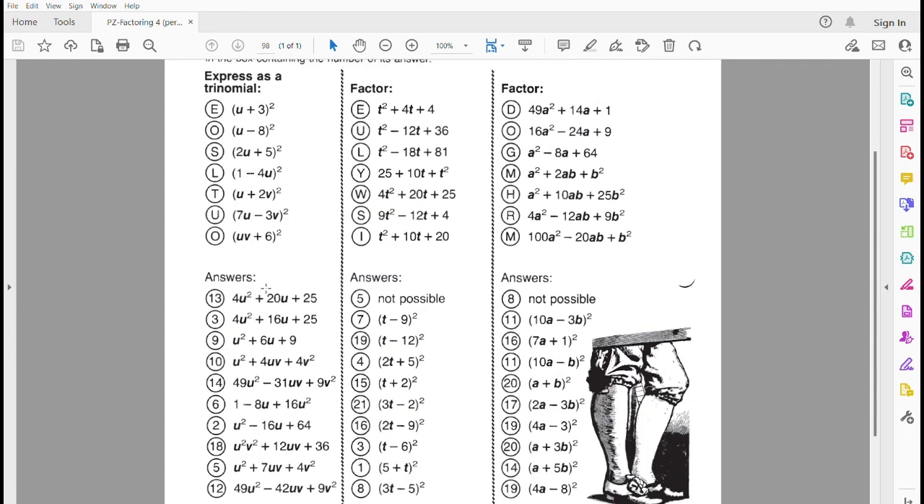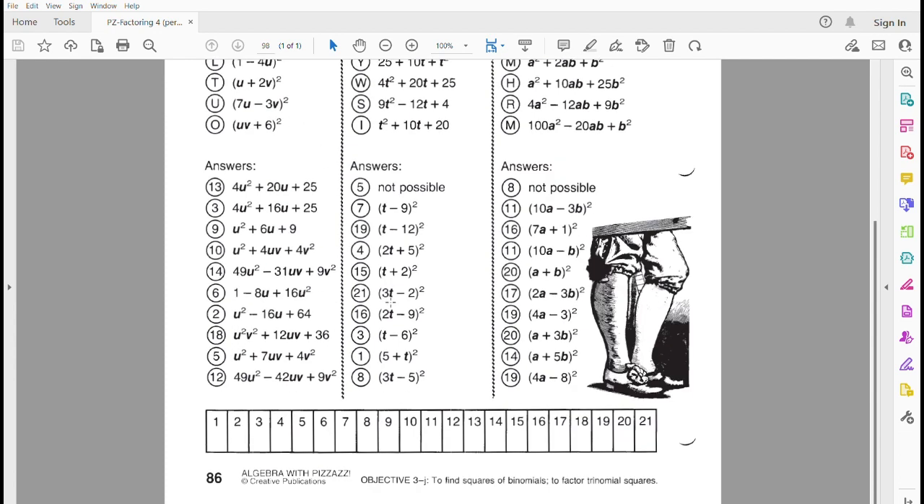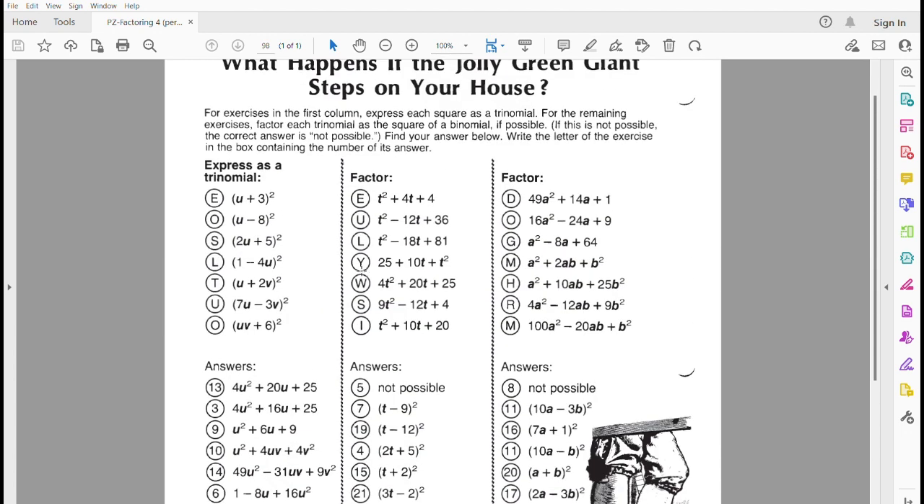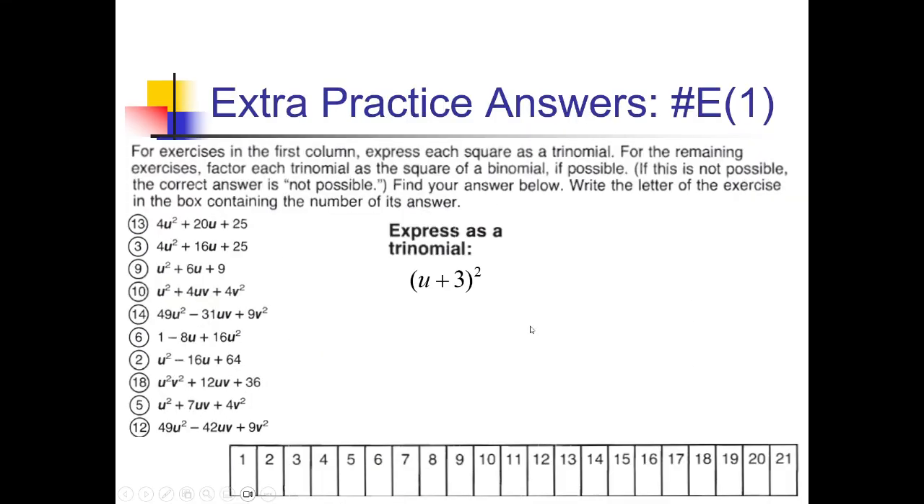So let's say, for example, E here, u plus 3 squared, let's say that I decide that that's 13. I would put E next to number 13. All right, so let's give this one a shot. So here's our opening problem. We have u plus 3 squared.